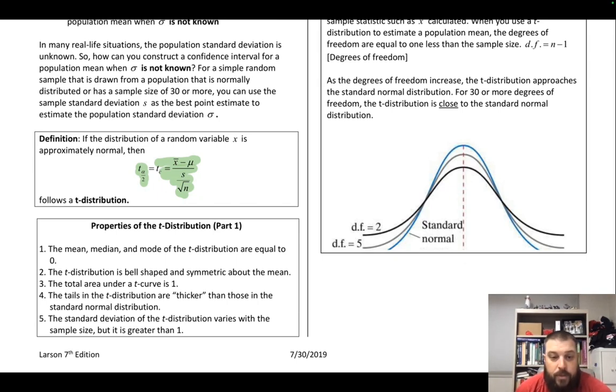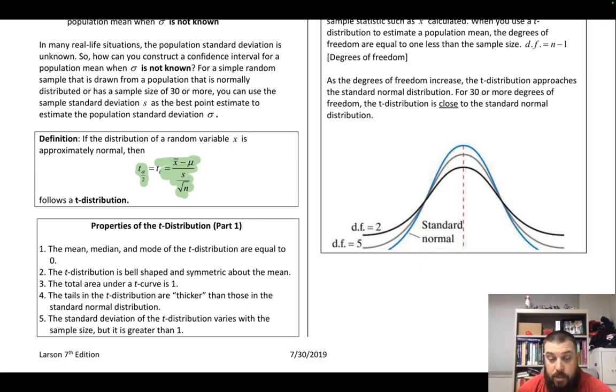So, properties of the t-distribution. The mean, median, and mode of a t-distribution are equal to 0. The t-distribution is bell-shaped and symmetric about the mean. The total area under a t-curve is 1. The tails in the t-distribution are thicker than those in a normal distribution, so that's the small difference there, because a lot of this sounds exactly the same as a normal distribution. And the standard deviation of a t-distribution varies with the sample size, but is greater than 1. So it's going to look a lot like our normal distribution.